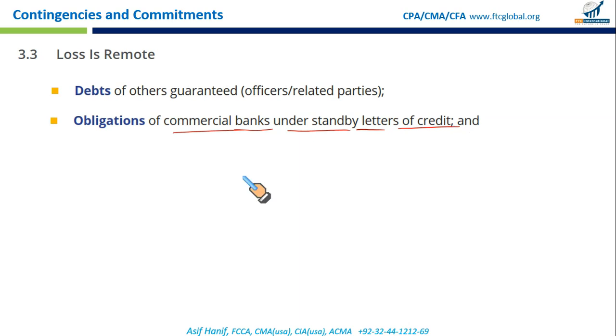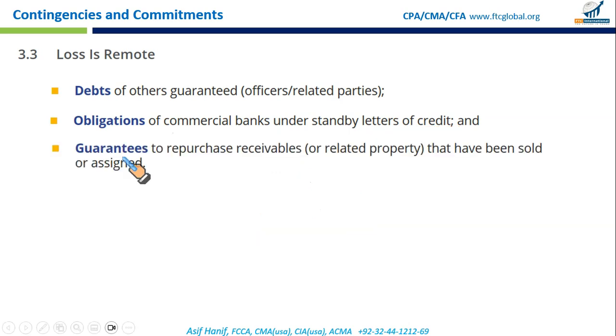Like we need to purchase from a foreign supplier, so we go to the bank and the bank issues a standby letter of credit for us for a $1 million purchase, right? If we are unable to make the payment, we default, the bank pays this amount. So this remote possibility should be disclosed if we are unable to pay.